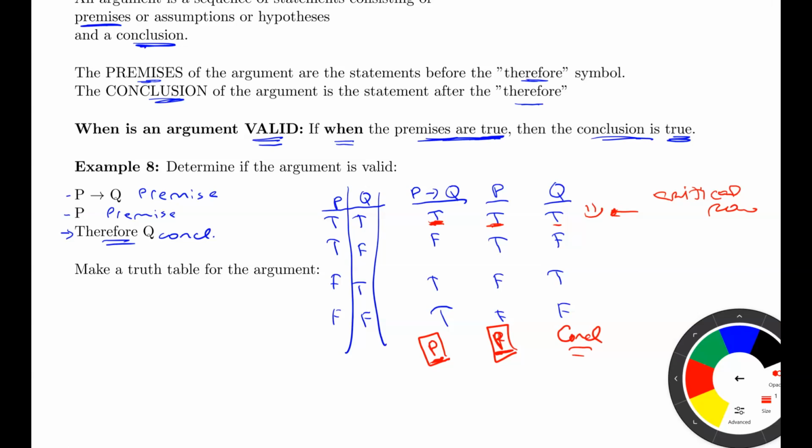So do I have any other situations where the two premises are true? I do not. So the one critical row, sorry, that's so messy, the one critical row gives me a conclusion that therefore this argument is valid. So I don't look at these rows because I'm looking for when the premises are true.